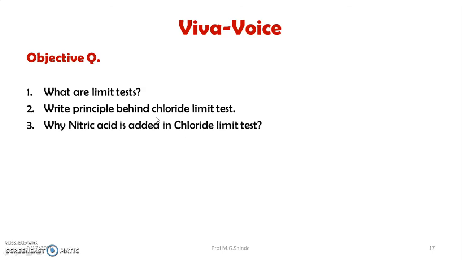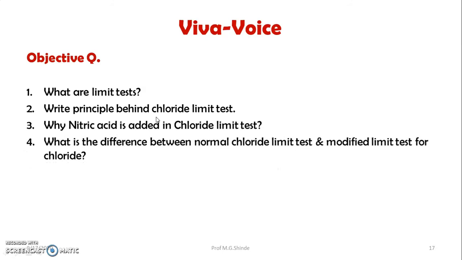The next question is, why is nitric acid added in the chloride limit test? Nitric acid is added in the chloride limit test because it provides an acidic environment, and it also helps the silver chloride to form uniform turbidity at the end.